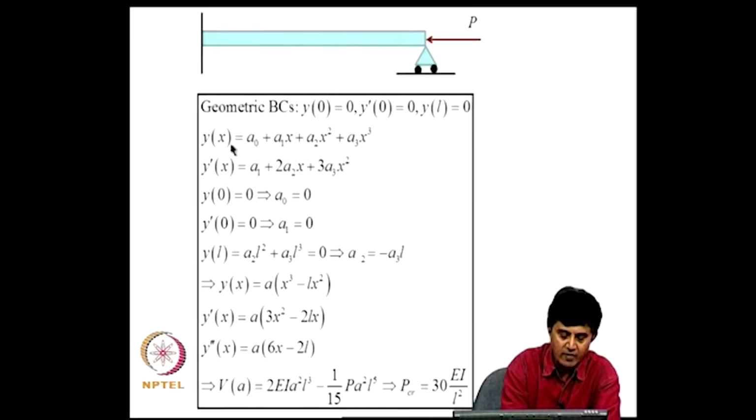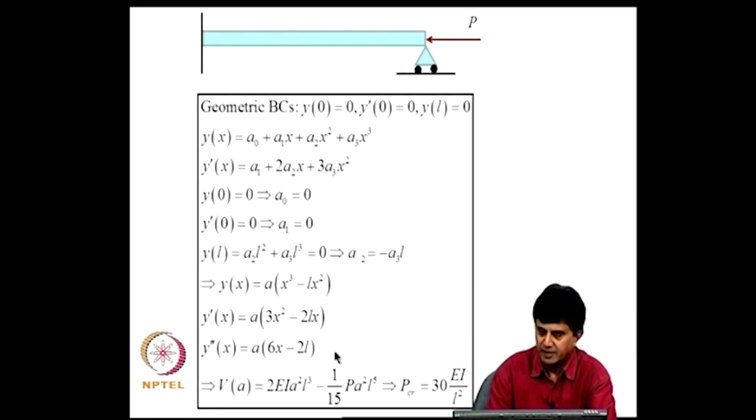So, I will start with y of x is a0 plus a1 x plus a2 x squared plus a3 x cubed, and I will differentiate this, and by using these three conditions I arrive at a trial function which is y of x is A into (x cubed minus L x squared). Okay, this satisfies all the geometric boundary conditions. You now substitute into the expression for total potential, and if you perform the requisite calculation, I get P critical as 30 EI by L squared. I have skipped those steps, you can fill them in.